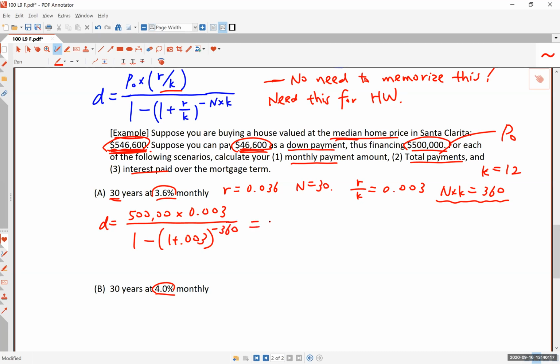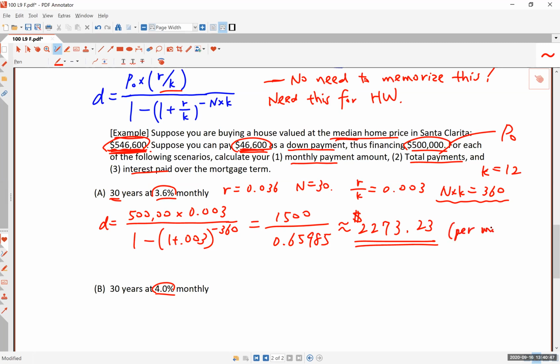Okay, this is a fairly complicated calculation. The top is easy. Top is 1500. The bottom is not so easy. I will show you in a minute how you calculate this. But if you do the denominator, it turns out to be 0.659855. The answer is 2273.23. This is the amount that you would have to pay every single month, only for 360 months, okay?